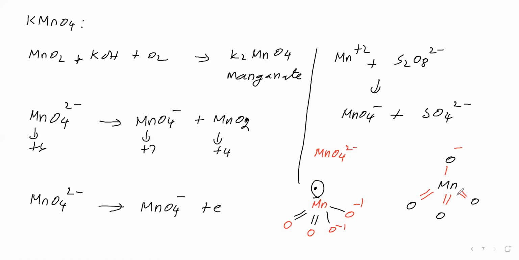Okay. Next we will see the chemical properties of potassium permanganate. The solubility of potassium permanganate in water is very low. Then how will the potassium permanganate solution be given for volumetric analysis? In volumetric analysis, potassium permanganate will be given for titration.